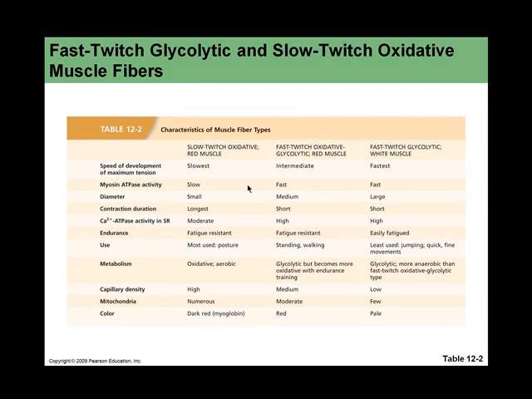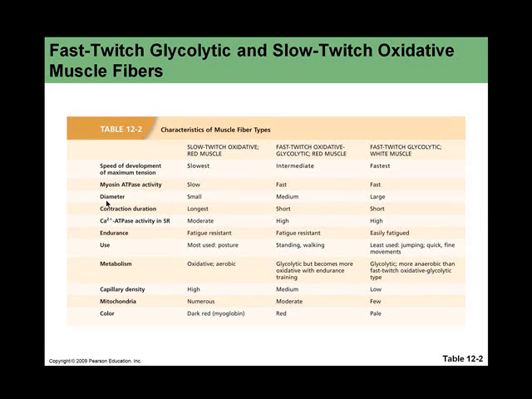So this table summarizes more of the differences between the muscles and adds a third column. So there's the slow twitch oxidative red muscle, the fast twitch oxidative or glycolytic red muscle. Then there's the fast twitch glycolytic white muscle. So somewhat of a transition from slowest to fastest, and now having an intermediate for the speed of the development of the maximum tension. The myosin ATPase activity is slow in the slow twitch, fast in the fast twitch, and fast in the fast twitch.